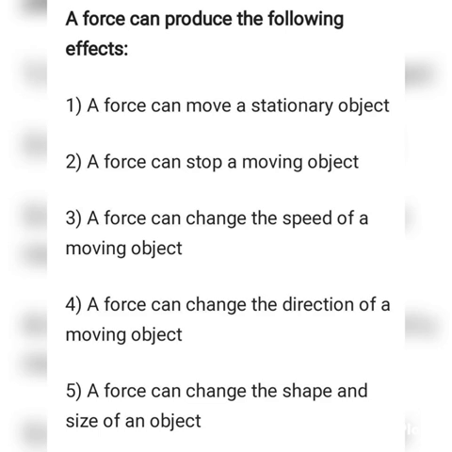Effects of forces include: number 1, a force can move a stationary object. Number 2, a force can stop a moving object. Number 3, a force can change the speed of a moving object. Number 4, a force can change the direction of a moving object. Last one, number 5, a force can change the shape and size of an object.